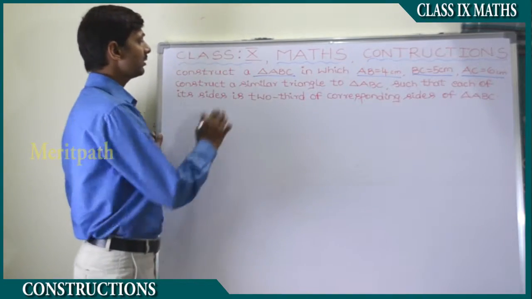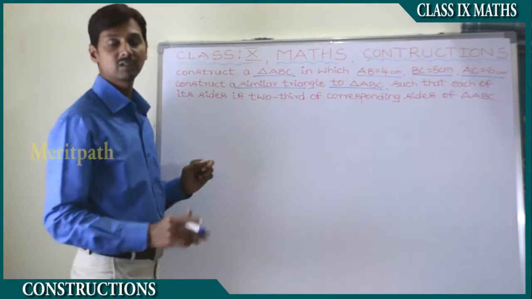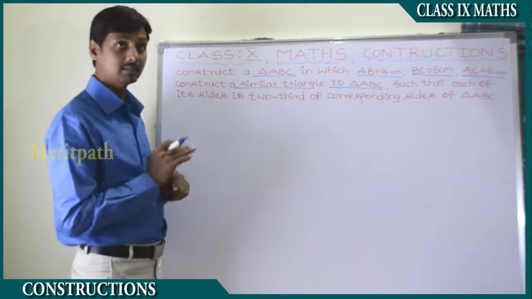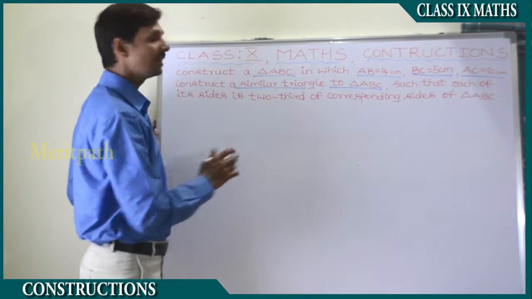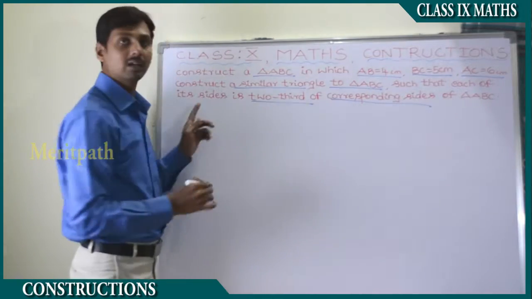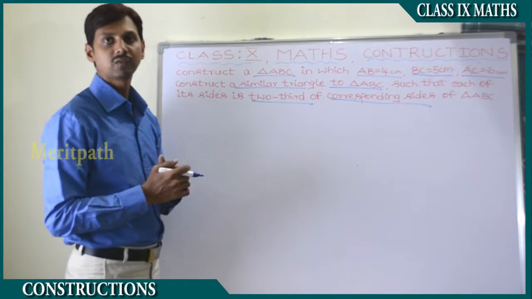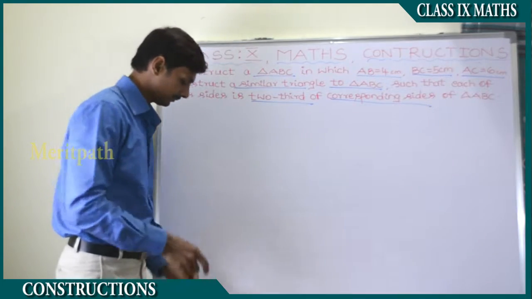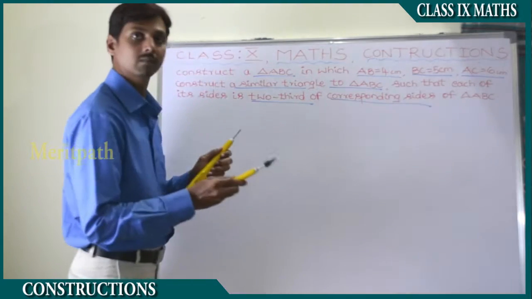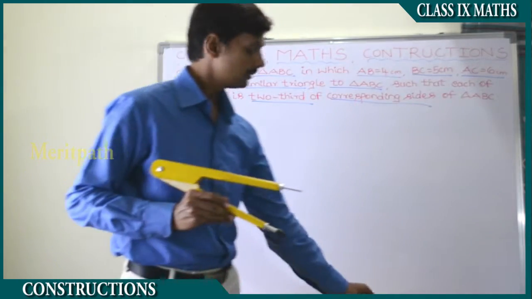And we need to construct a similar triangle for triangle ABC, such that its corresponding sides must be 2/3 of triangle ABC. We need to find that. Let's take the compass and the ruler.